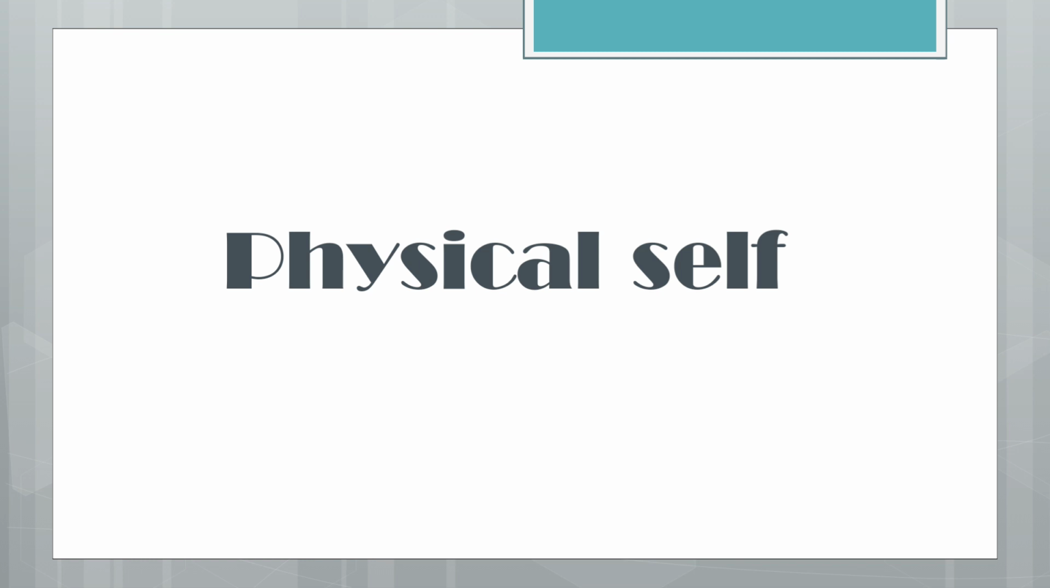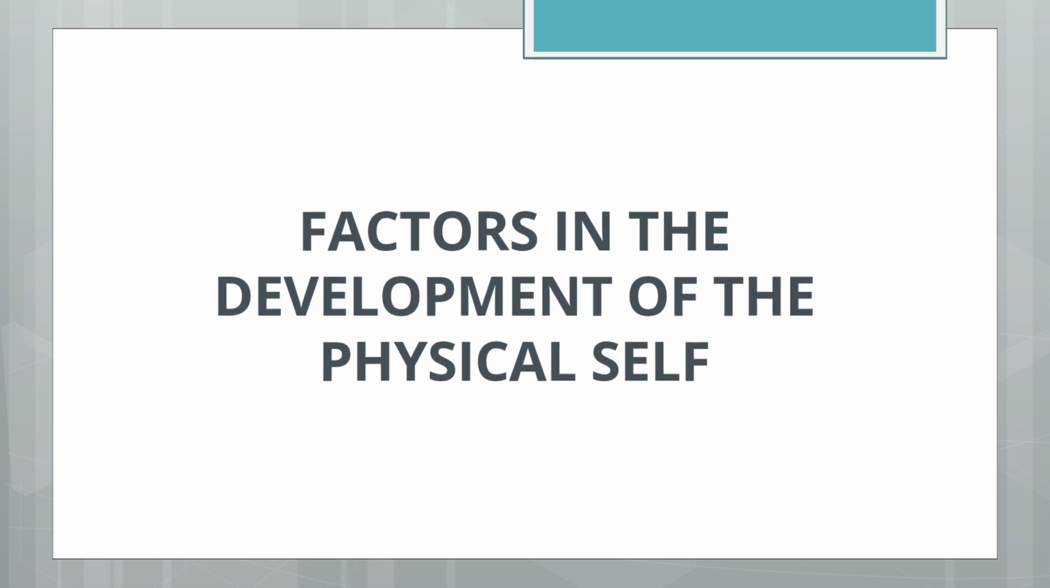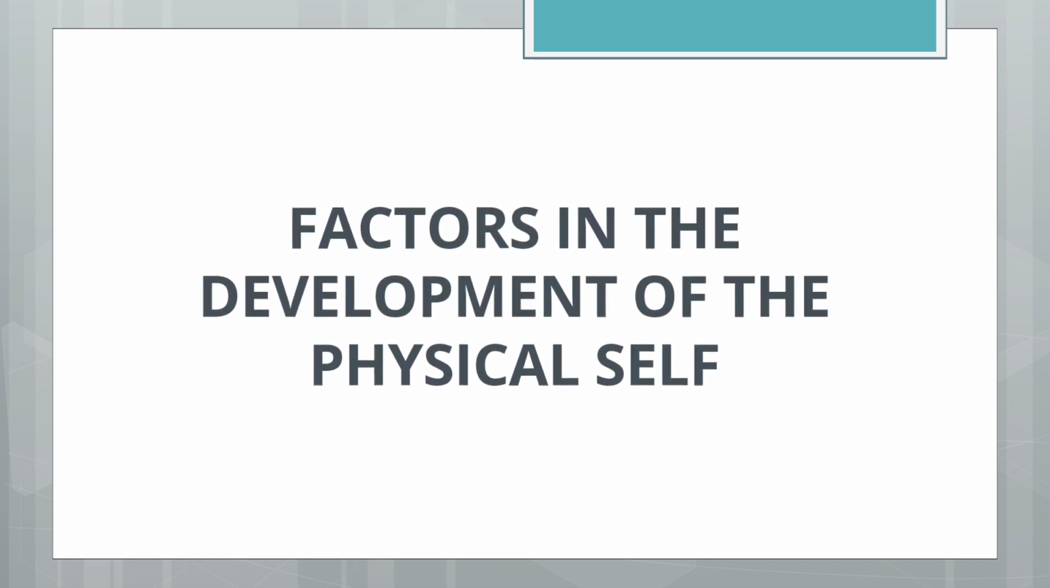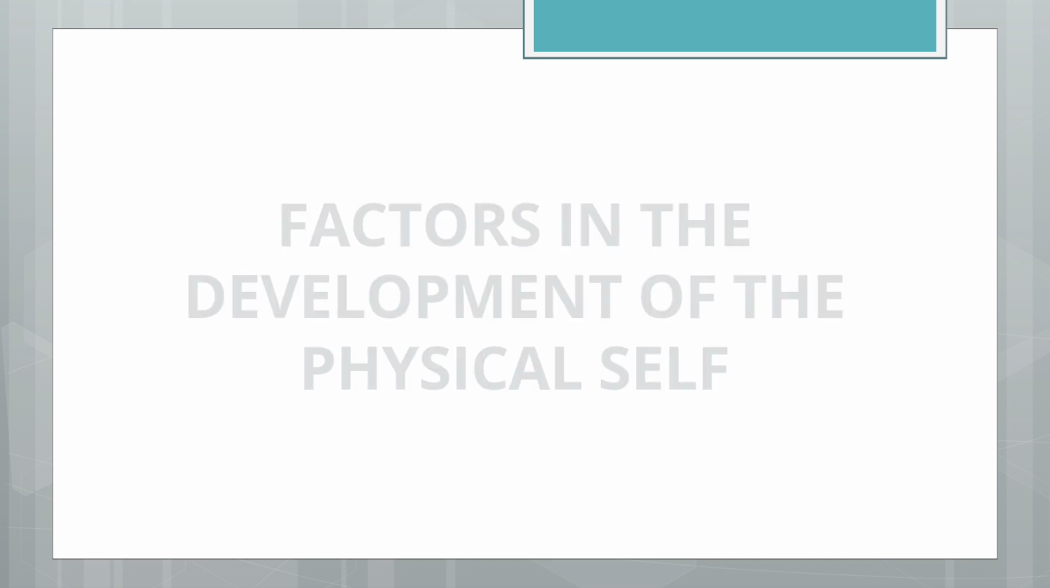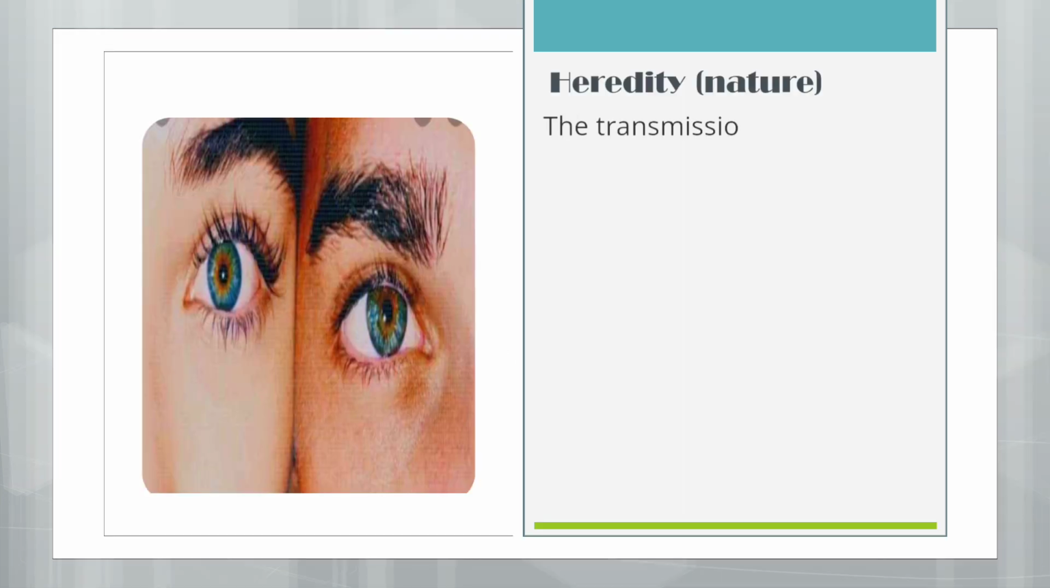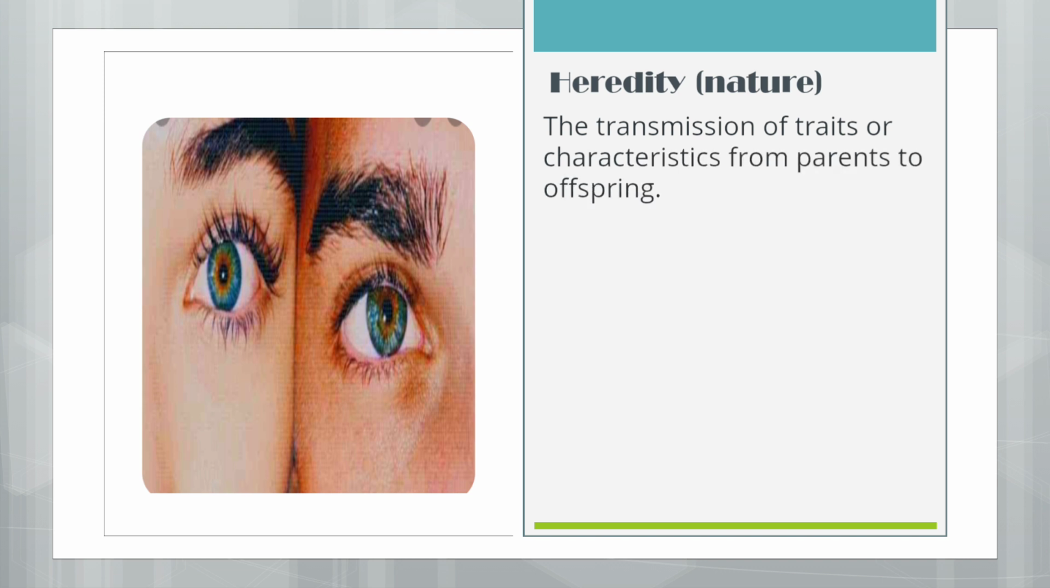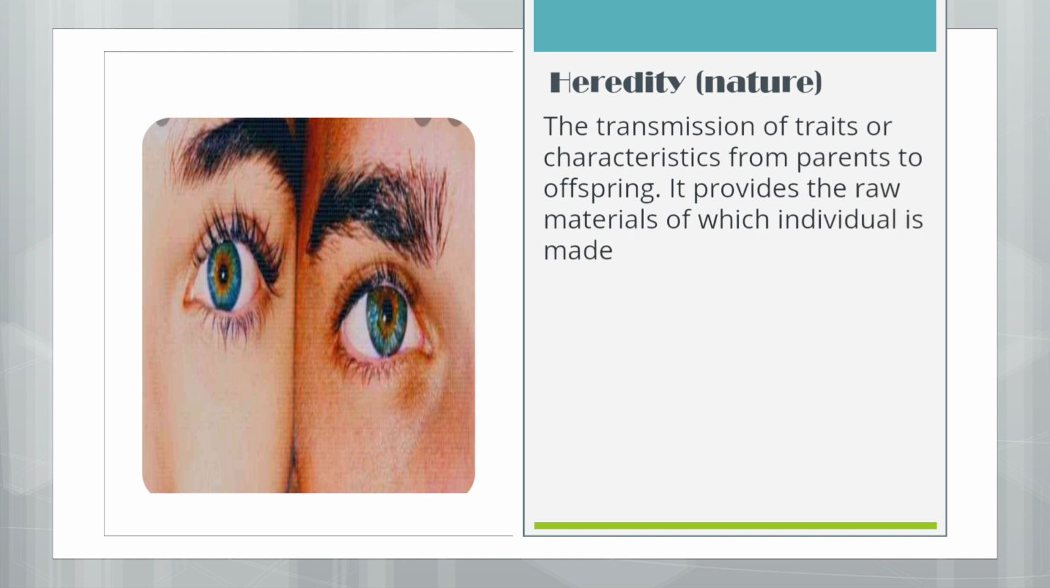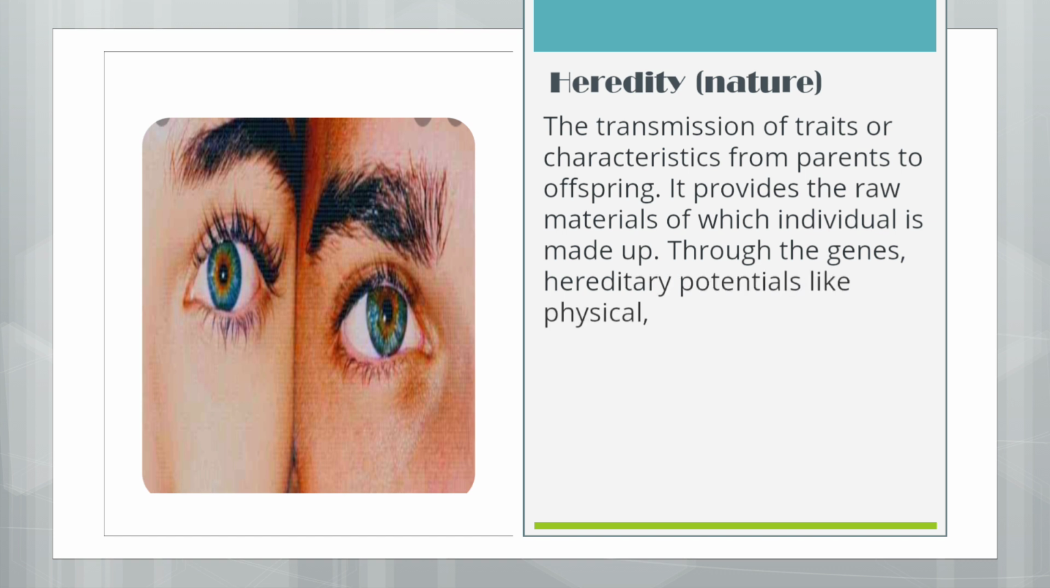So, there are factors in the development of the physical self. First factor is heredity. Second is environment. Now, heredity, we call this nature. This is the transmission of traits or characteristics from parents to their offspring. So it provides the raw materials of which an individual is made up. Through the genes, hereditary potentials like physical, mental, social, emotional, and moral traits are passed down to generations.